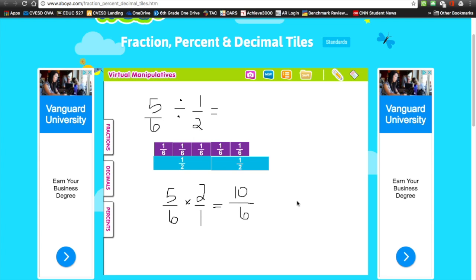Oh, wow. Can 6 go into 10 several times? Let's try this. How many times does 6 go into 10?